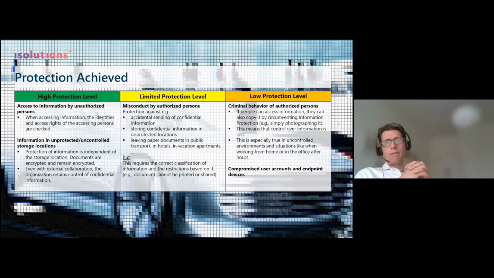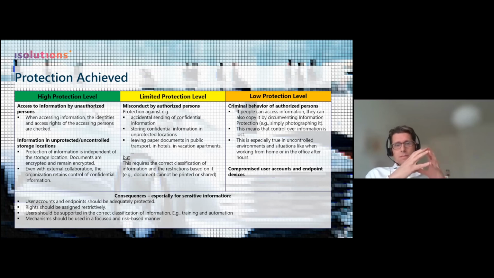That's the criminal behavior of authorized persons. In the end, we can always make photos and then circumvent information protection. Like you can now make a photo of this presentation and I have no control over it. And we have low protection if user accounts and endpoint devices are compromised. On the left-hand side, we see access is always checked. But if the user account and endpoint devices are compromised, well, we have an issue.